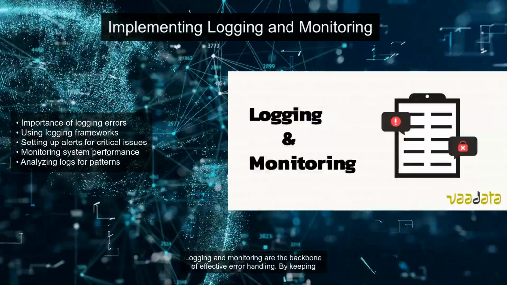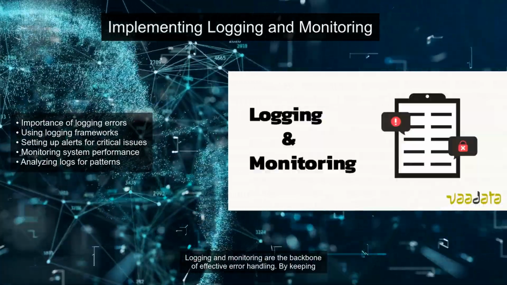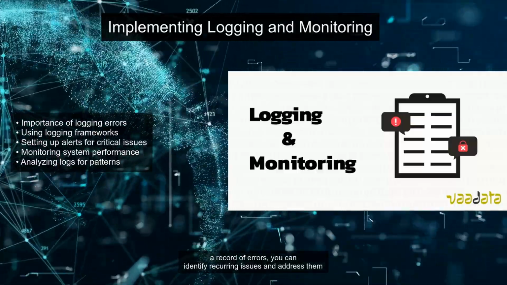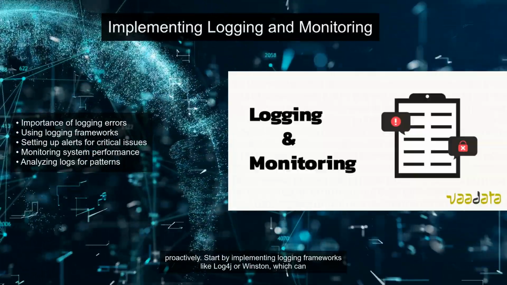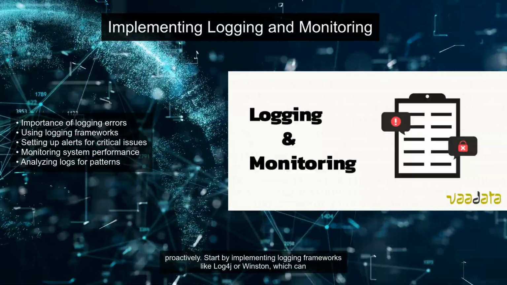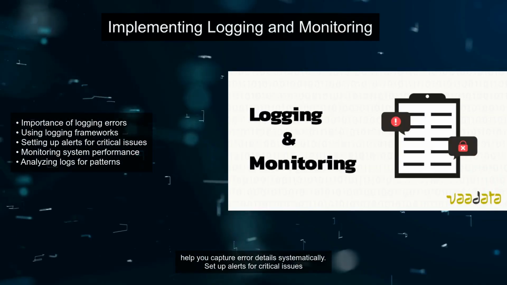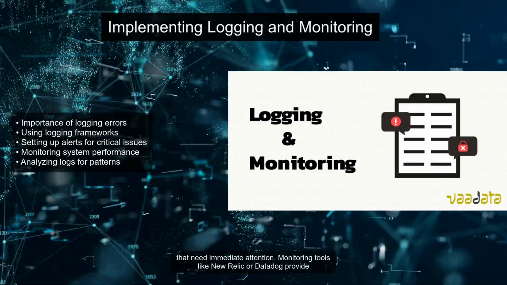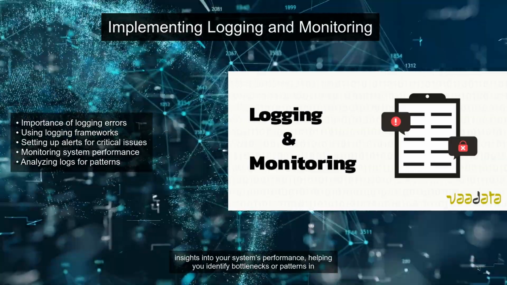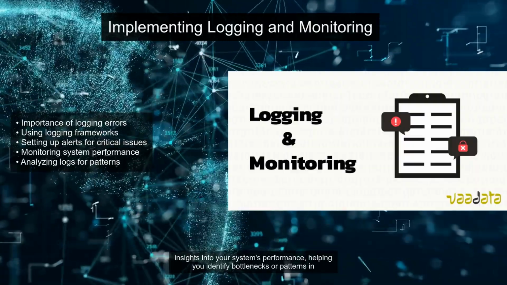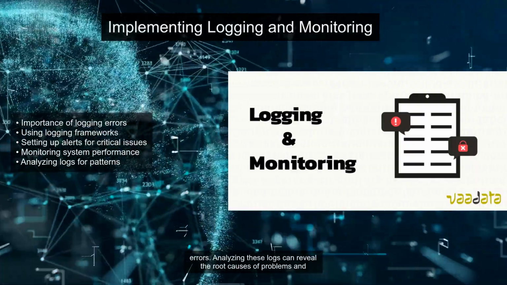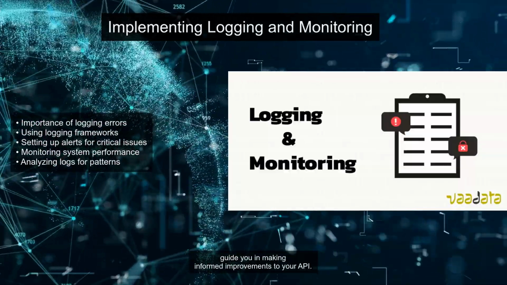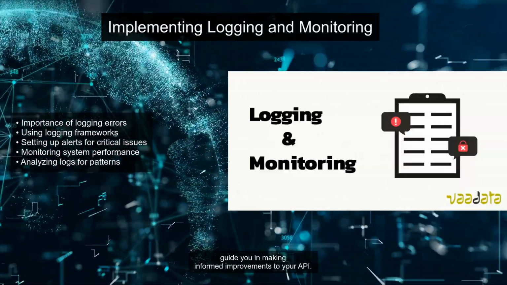Logging and monitoring are the backbone of effective error handling. By keeping a record of errors, you can identify recurring issues and address them proactively. Start by implementing logging frameworks like Log4j or Winston, which can help you capture error details systematically. Set up alerts for critical issues that need immediate attention. Monitoring tools like New Relic or Datadog provide insights into your system's performance, helping you identify bottlenecks or patterns in errors. Analyzing these logs can reveal the root causes of problems and guide you in making informed improvements to your API.